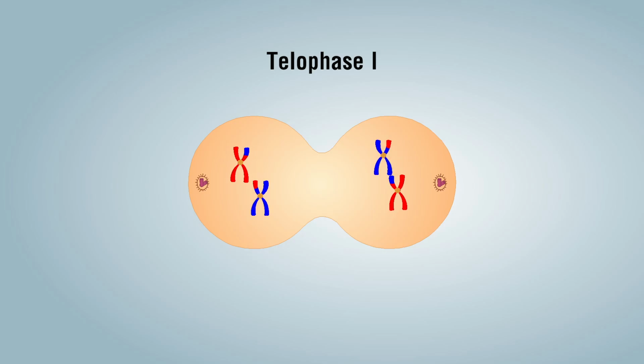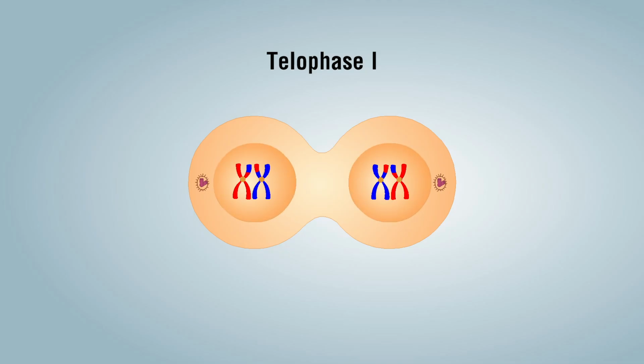Finally, the cell undergoes the last stage of Meiosis I, known as Telophase I. Meiosis I concludes when the chromosomes of each homologous pair arrive at opposite poles of the cell. The microtubules start to disintegrate and the chromosomes are completely pulled apart. A new nuclear envelope forms around each haploid set of chromosomes.